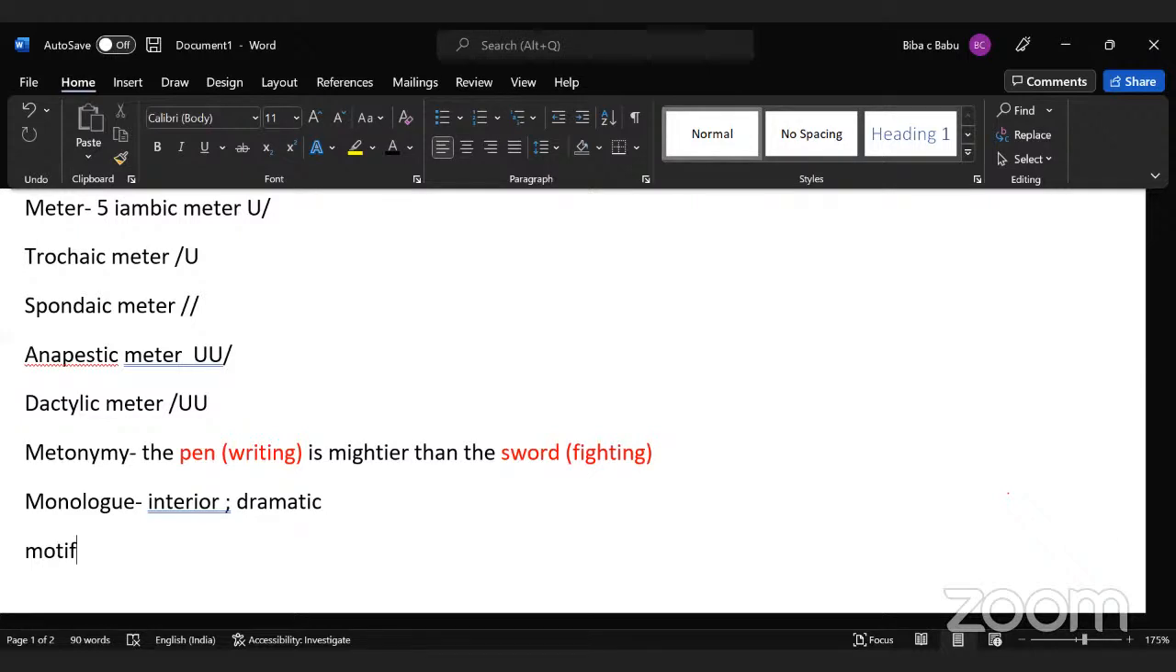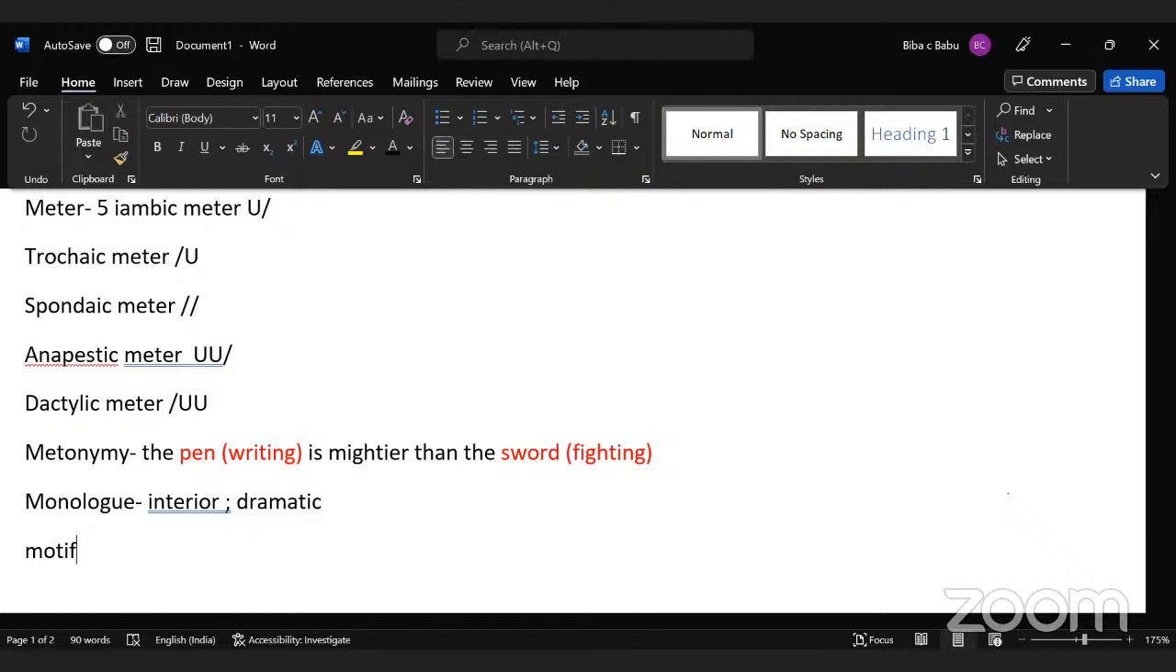Ma'am, in interior monologue, we will understand by ourselves automatically, like who is a bad person in this. But in dramatic monologues, they will show themselves as they are bad persons by their utterances.